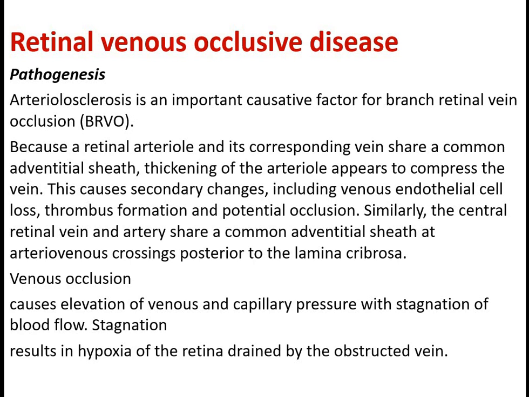At the arteriovenous crossing posterior to the lamina cribrosa, venous occlusion will cause elevation of the venous and capillary pressure with stagnation of blood flow. يعني تلاحظون انه هاي الكومبليكيشن مالته راح تنتهي بالهايبوكسيا، والهايبوكسيا راح تصير اسكيميا، والاسكيميا راح تتولد مثل ما قلنا بالدايبيتيك ريتينوباثي abnormal blood vessels. The main pathogenesis is atherosclerosis, which will cause damage to the endothelial cell of the venule, thrombus formation, and potential occlusion.